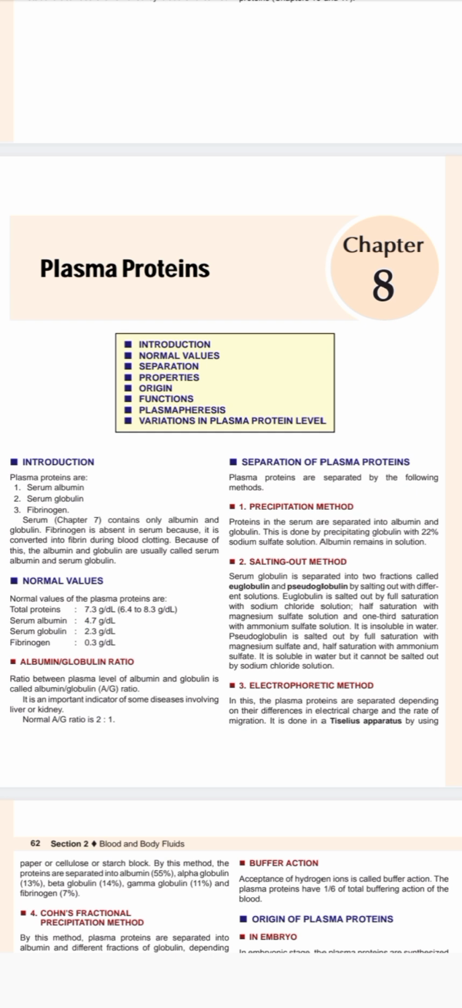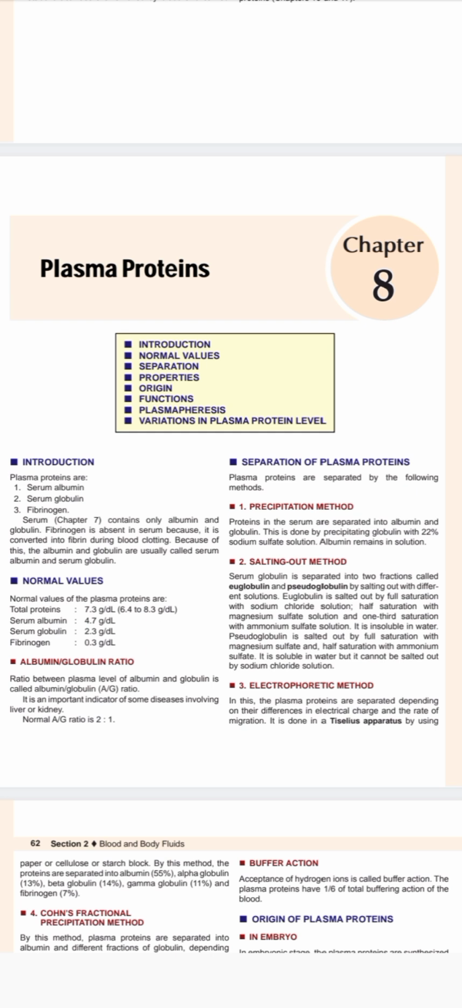Albumin globulin ratio is the ratio between the plasma level of albumin and globulin. It is an important indicator of some diseases involving the liver and kidney. The normal ratio is 2:1, where 2 is the albumin and 1 is the globulin.